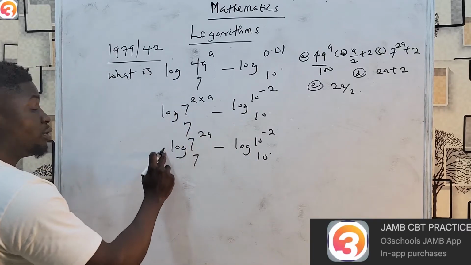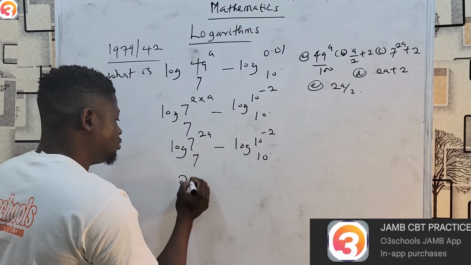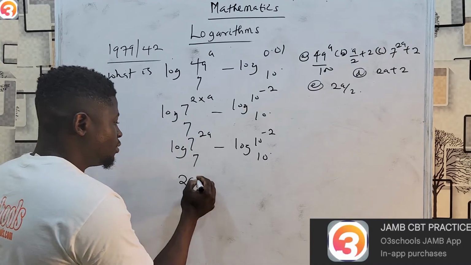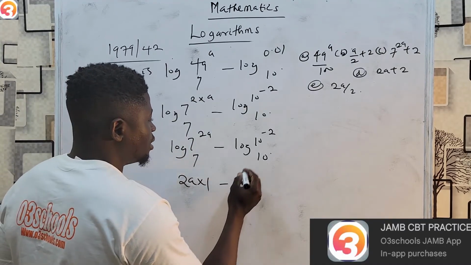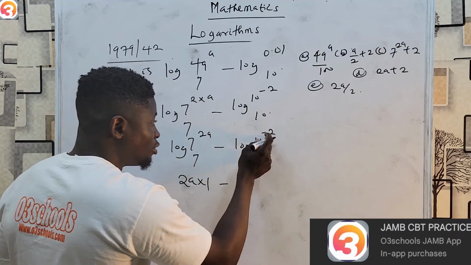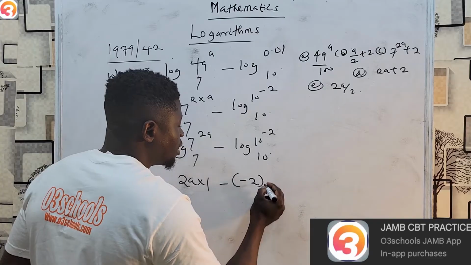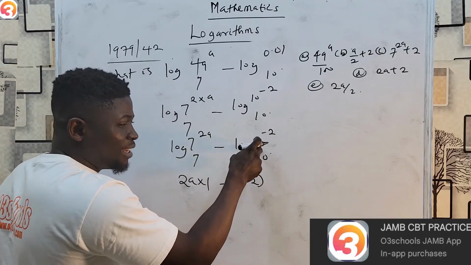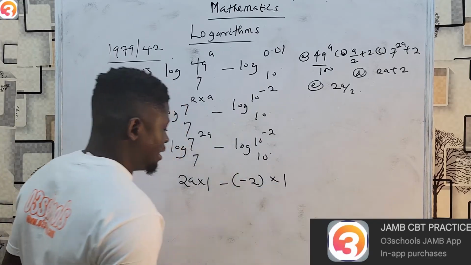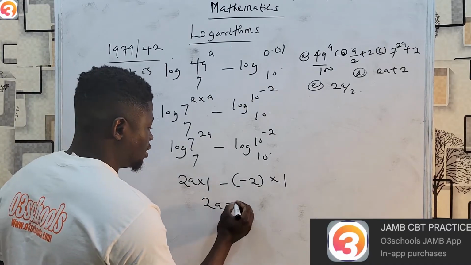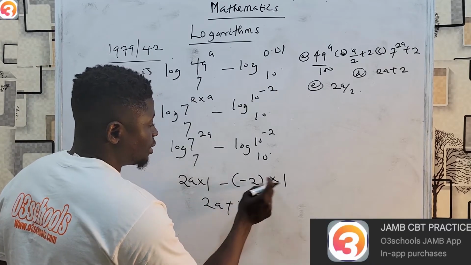So 2a will come to the back of this log. I'm going to have 2a. Logarithm of a number to the same base is what? Is 1. So 2a times 1 minus what? So minus into bracket minus 2 will come to the back of this logarithm into bracket minus 2. The logarithm of what? 10 to base 10 is what? Is 1 times 1. So I'm going to have 2a, minus times minus is what? Is plus. Plus 2.